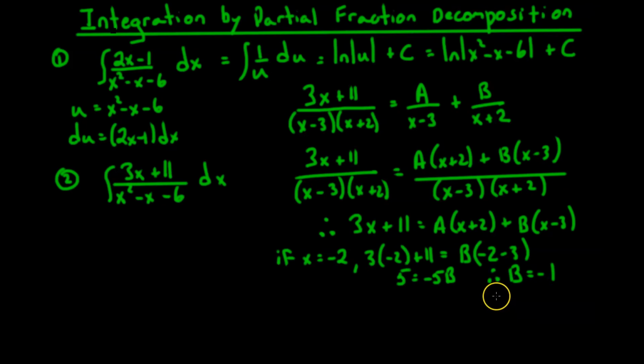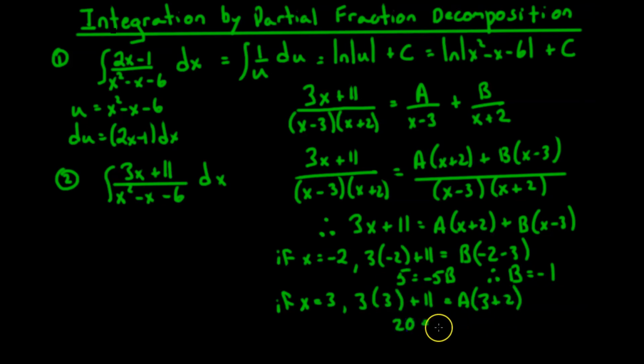Okay, now I can do the same thing to find a, because you'll notice if I make x 3, this term here is going to be 0, so b is gone. So if x equals 3, we end up with 3 times 3 plus 11 must equal a times 3 plus 2. And now I can solve for a. So here I'm going to get 20 equals 5a. So a equals 4.